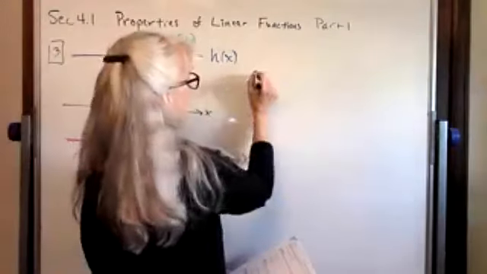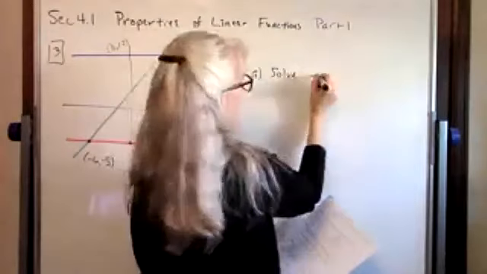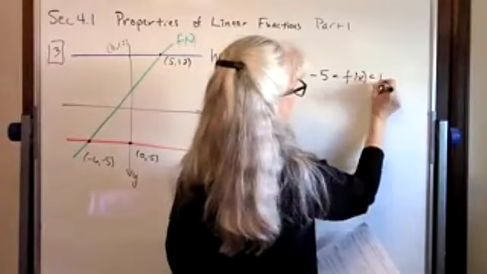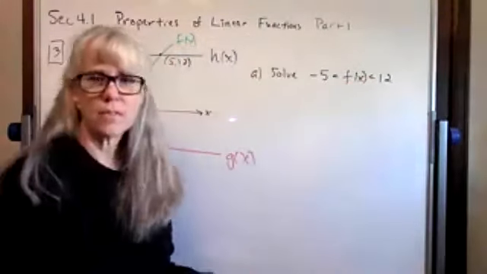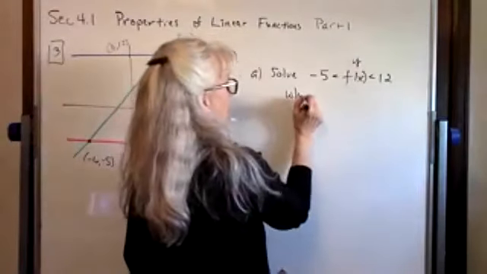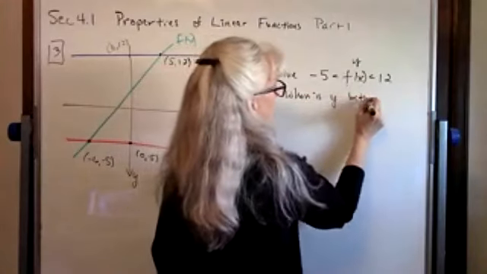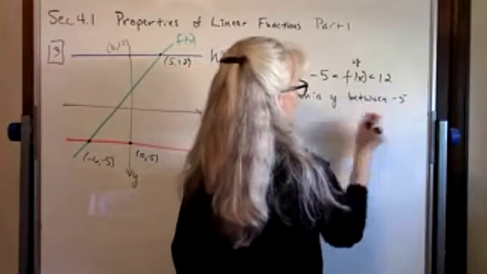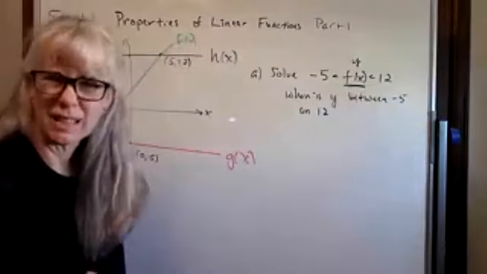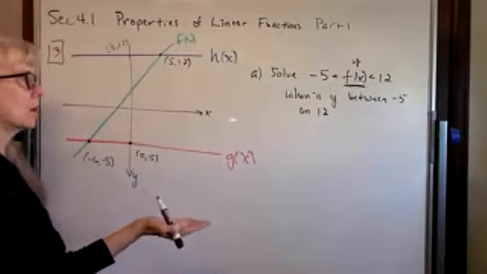So the very first question is asking us to solve, and they want to know what -5 is less than f of x is less than 12. And we got to remember that f of x is our y value. So what they're really asking me is when is y for the f of x function between -5 and 12. And again, it's for the f of x function. So they're telling me which of my lines I need to look at. So for us, that's the green line.